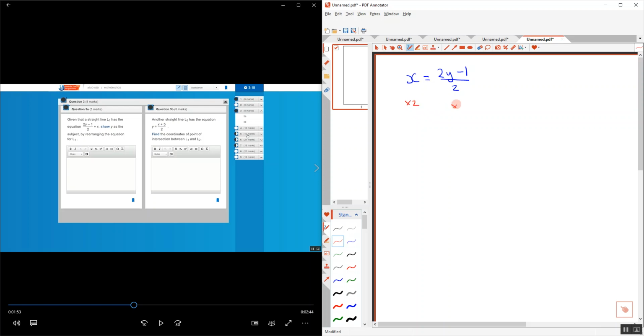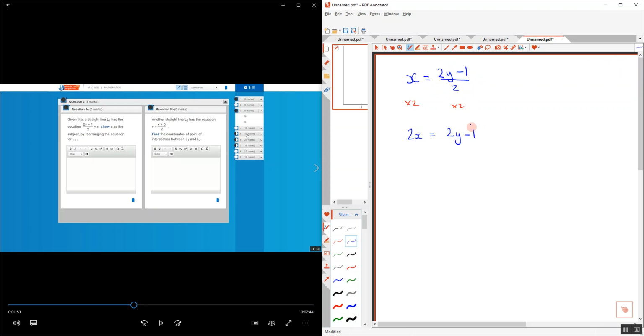That seems good because that gets rid of the 2 on the bottom. Now, when I do that, I need to do it on the top, right? What am I left with on this side then? 2x. I did it on the top for the minus 1 instead of the left one. What am I left with on this side if I multiply by 2? So you have 2x equals 2y minus 1.